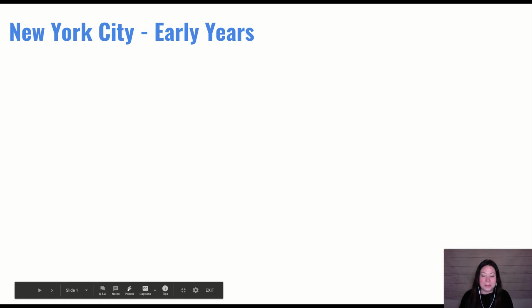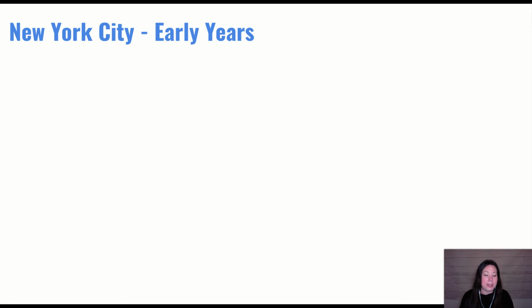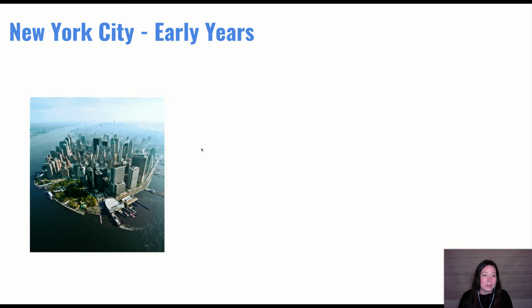Hi, second grade. So we're adding to our knowledge of the early years of New York City. And we're going to refresh what we know and then add to what we know. So we started out with modern day Manhattan. This is what Manhattan looks like now, how we see it.